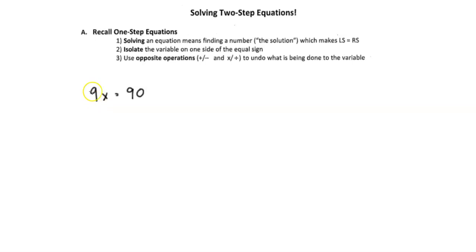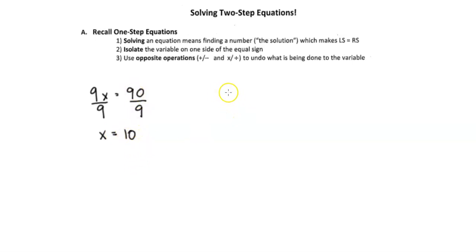In this case, x is being multiplied by 9, so we're going to do the opposite operation. The opposite of multiplication is? Divide. So we divide both sides by 9. 9 over 9 is just 1, so we're left with x, and 90 divided by 9 is 10.